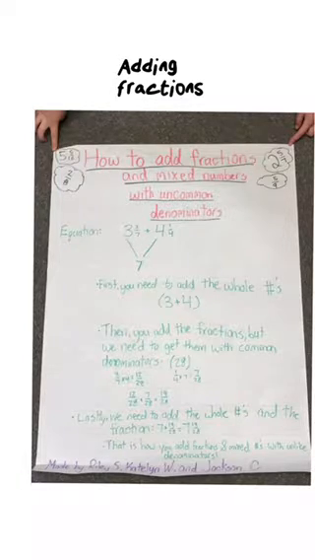Let's try one together. Sam and James split a pizza. Sam ate 3 3/7 slices, and James ate 4 1/4 slices. How many slices did they eat altogether? The equation is 3 3/7 plus 4 1/4.